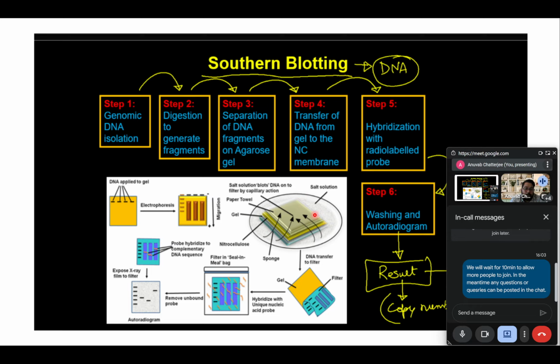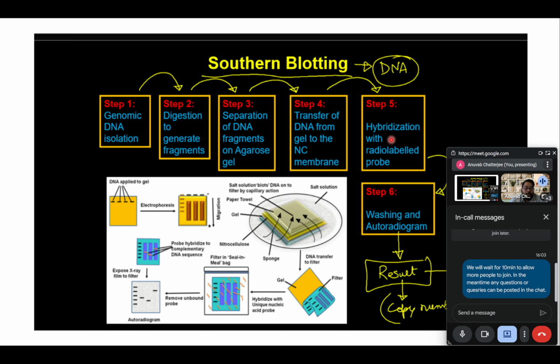And on top of the nitrocellulose membrane, you hybridize it using a radio-labeled probe. This probe is specific to your gene of interest and it is complementary to the gene of interest. So the moment you let it hybridize, it will base pair and attach only to the region where your gene is present on the nitrocellulose membrane.